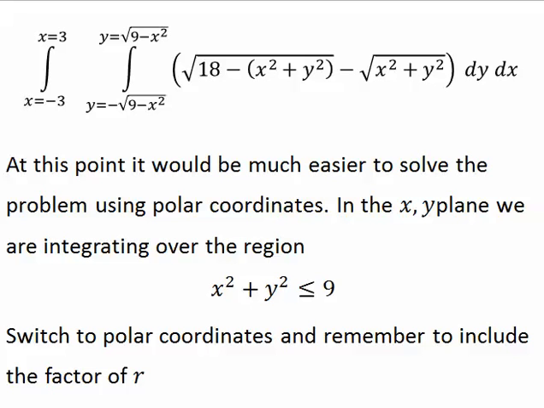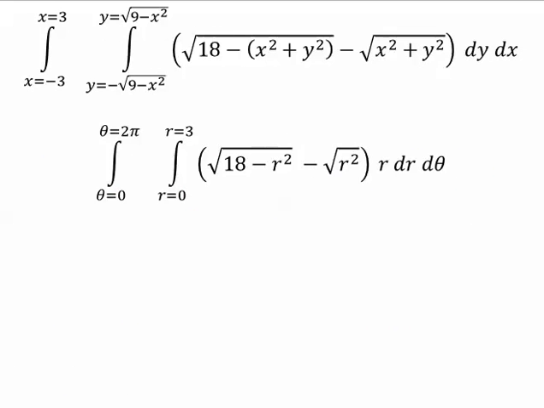So in the xy plane, we are integrating over a circle of radius 3 centered at the origin. And so switching to polar coordinates, r is going to run from 0 to 3, theta is going to run from 0 to 2 pi, and x squared plus y squared is replaced with r squared. And then don't forget to include that extra factor of r. So at this point, I'd like you to switch it all to polar coordinates. And this is what you get.